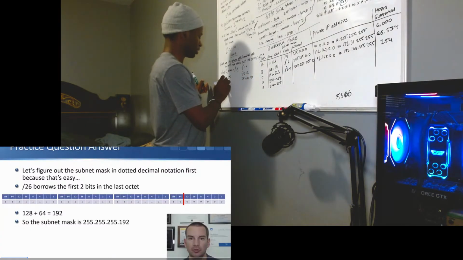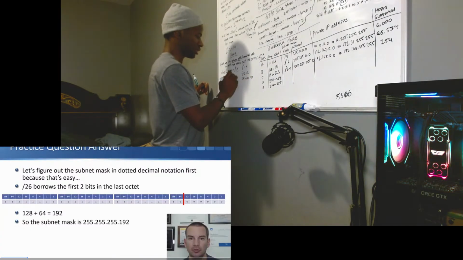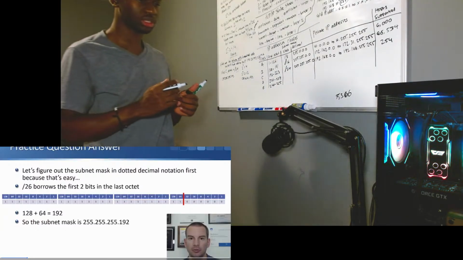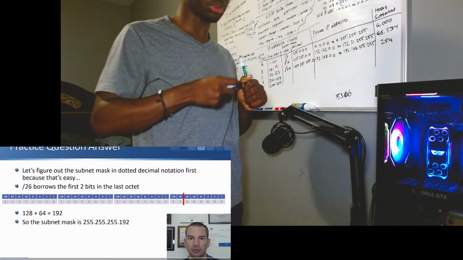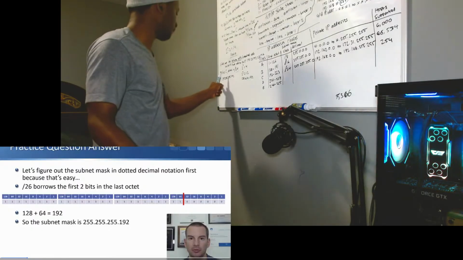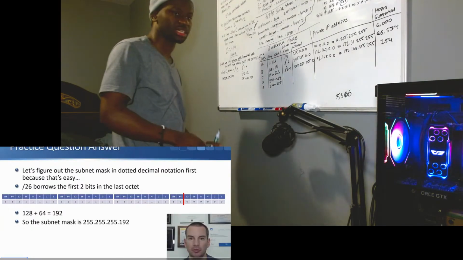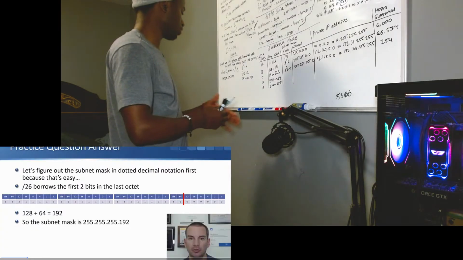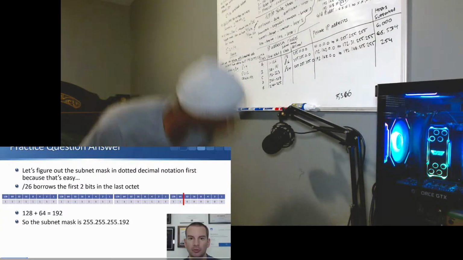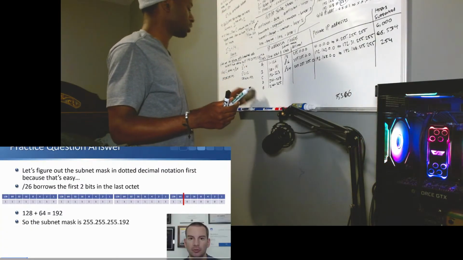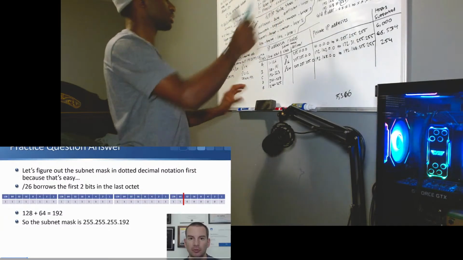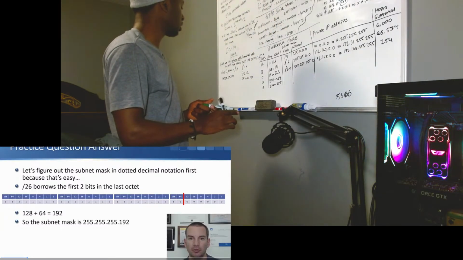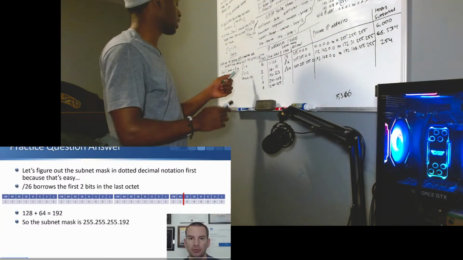So that would be 255.255.255.192, not 190 or 194. So the subnet mask is okay. We got the subnet mask, and since we figured out that we will need to borrow 2, we borrowed from that. Okay, and this will be used for host, I believe.